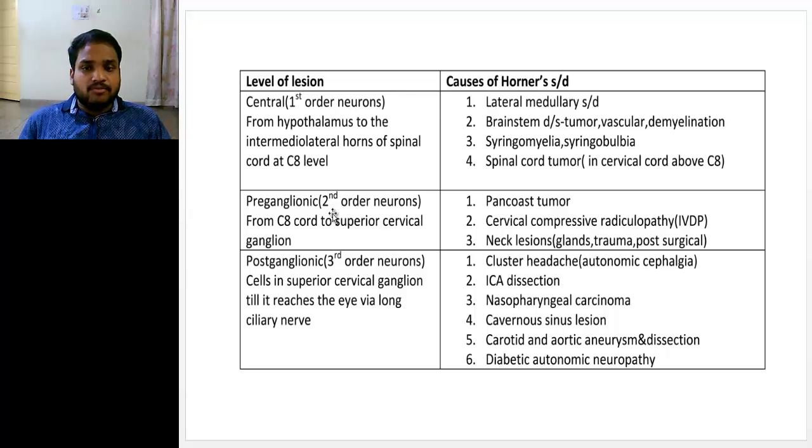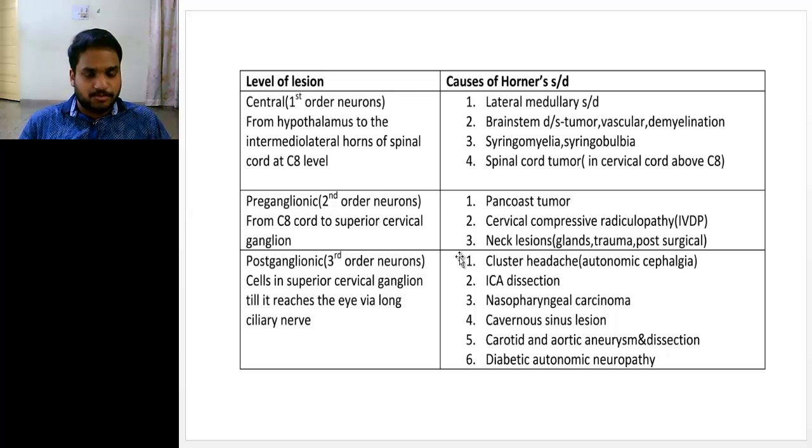Now the preganglionic fibers, that is the second order neurons from C8 to the superior cervical ganglion, right? So what are the causes? Pancoast tumor. I have told you the cervical sympathetics, the second order neurons, are in close relation with the apex of the lung. So a tumor at the apex of the lung, that is Pancoast tumor, would cause Horner syndrome. Then cervical compressive radiculopathy like intervertebral disc prolapse and neck lesions can also affect the second order neurons.